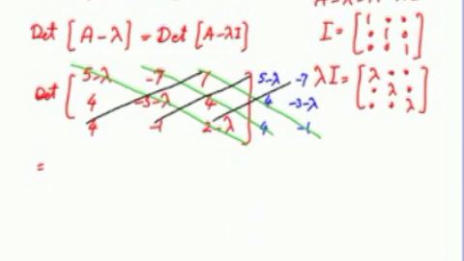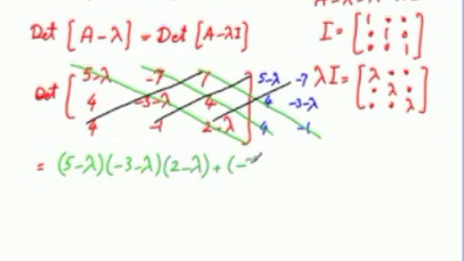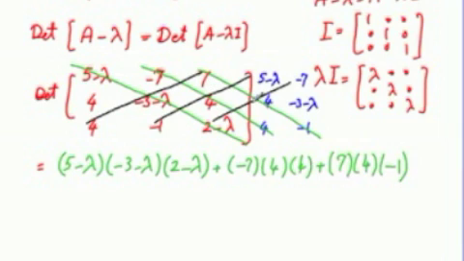So what we have is (5 minus lambda)(-3 minus lambda)(2 minus lambda), this is for this, then plus -7 times 4 times 4, this one is 7, is that 7? 7 times 4 times -1, so I went this direction. Now I'm going back up.